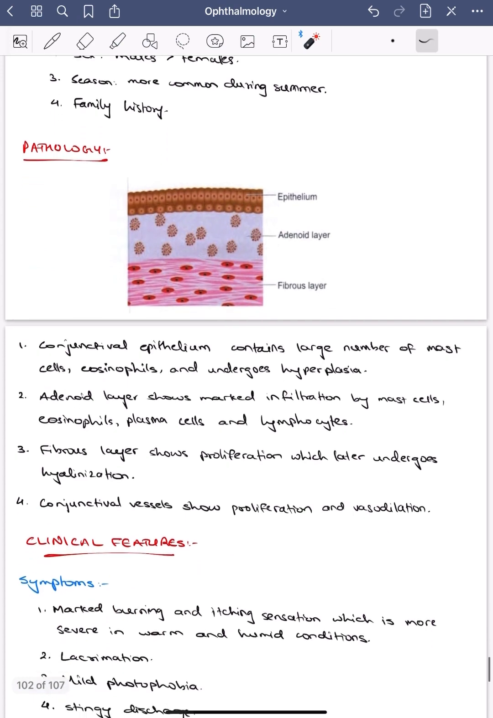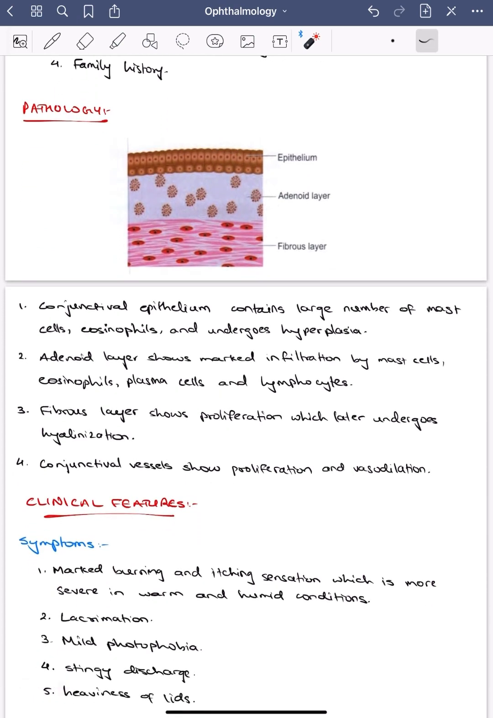Now let us look into the pathology of VKC. The layers of the conjunctiva are the epithelium, the adenoid layer, and the fibrous layer. So let us look into the pathological changes in each of these layers in vernal keratoconjunctivitis. The conjunctival epithelium contains a large number of mast cells and eosinophils, and it undergoes hyperplasia. So remember, VKC is similar to allergy. Hence there are large numbers of mast cells and eosinophils, and the conjunctival epithelium undergoes hyperplasia.